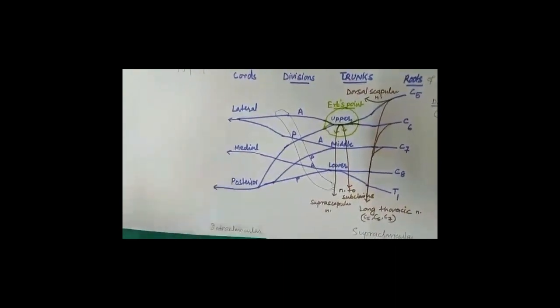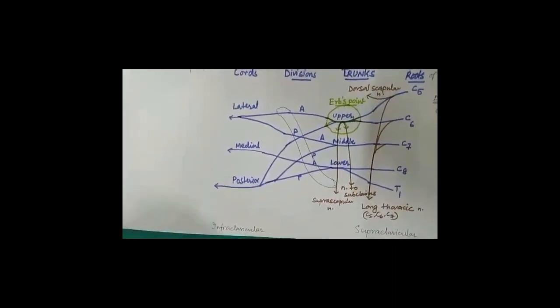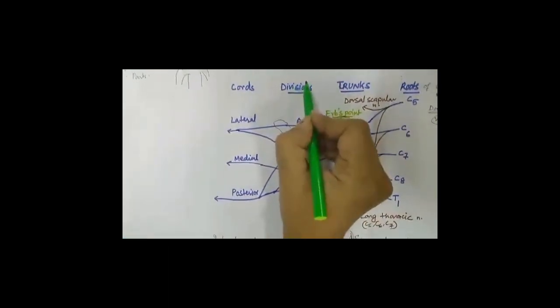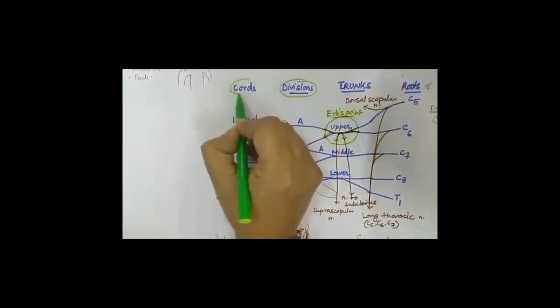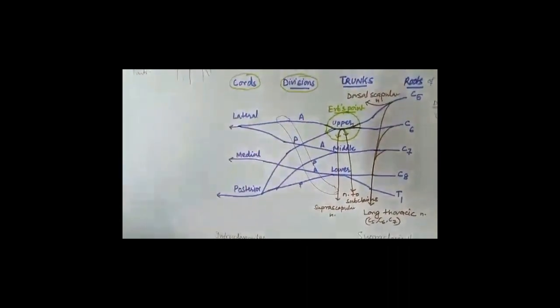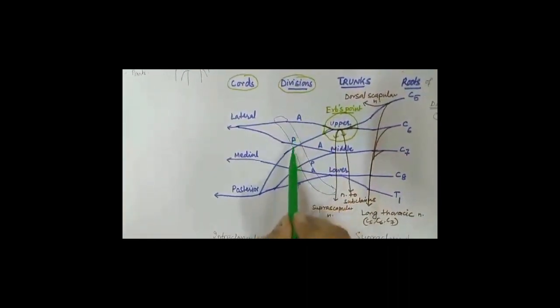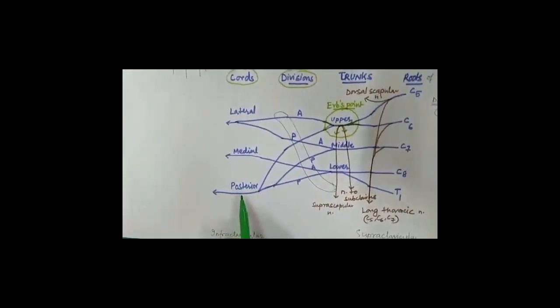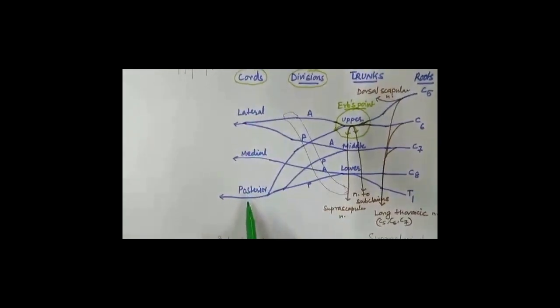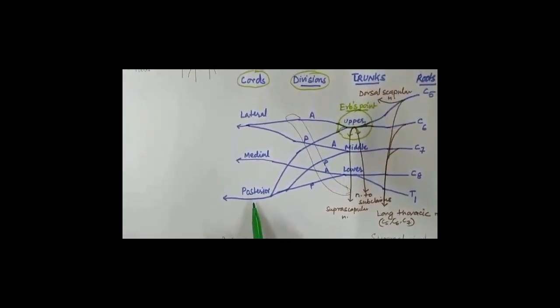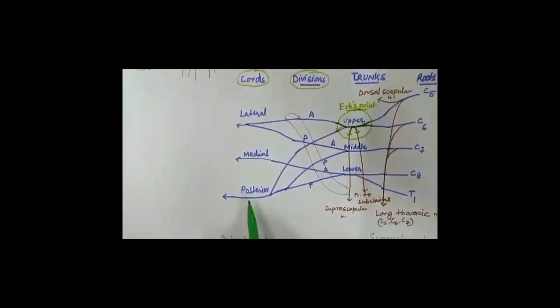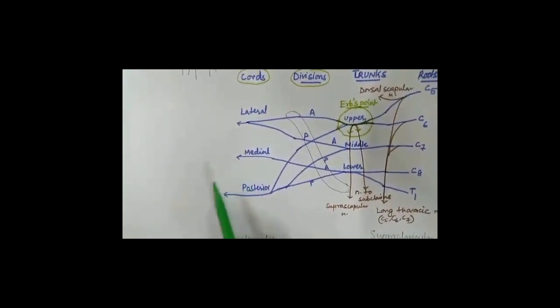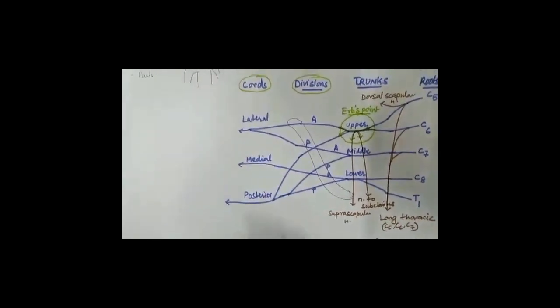Now let us move towards the infraclavicular part. The infraclavicular part is formed of divisions and the cords and their branches. Divisions are anterior and posterior for each trunk, and cords are 3: lateral, medial and posterior. The cords are named lateral, medial and posterior according to their relation around the axillary artery, which is the main artery present in this area.